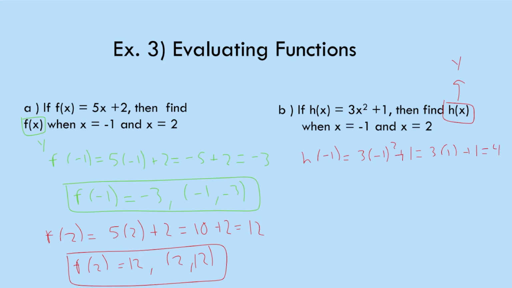So what does that mean? That means when I plug in -1 into my function h, I got 4 as my answer. So if I wanted to write as a coordinate, -1 is the x, which I plugged in, and I got the y, which is what?